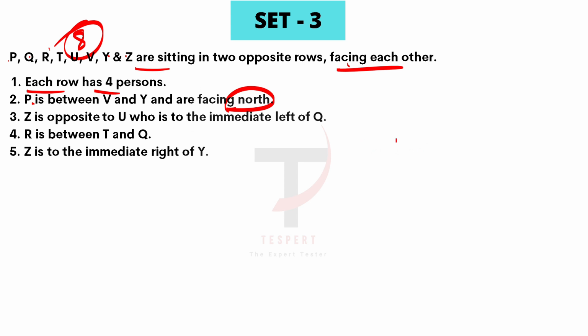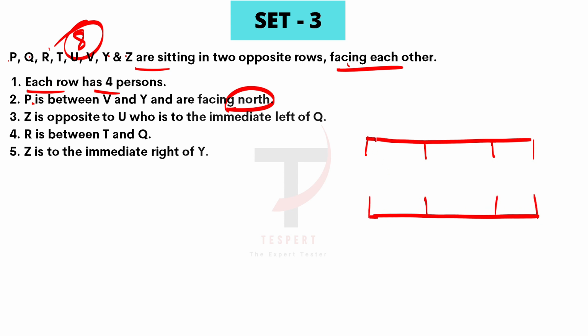Let us figure it out like this. Okay. So 1, 2, 3 and 4. 1, 2, 3 and 4. So these guys are facing the south direction, and these guys are facing the north direction. This is towards south, and these are towards north. Okay. So as each row has 4 persons, I have arranged it like this.